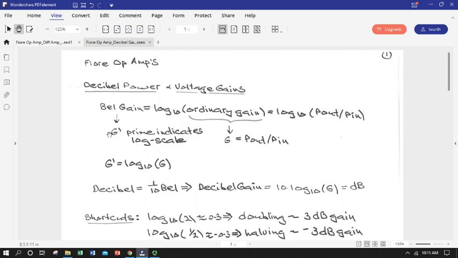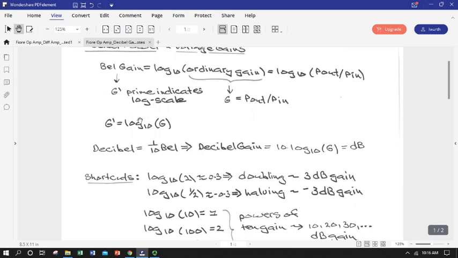So if you're reading along in Mr. Fiore's book, you'll notice that he uses the prime indicator to indicate that we're on the log scale expression for power, or a bell gain, as opposed to just an ordinary gain, which is just the ratio. So our bell gain is log base 10 of our ordinary gain. Okay? Well, if that's a bell, a decibel is 1/10 of it.